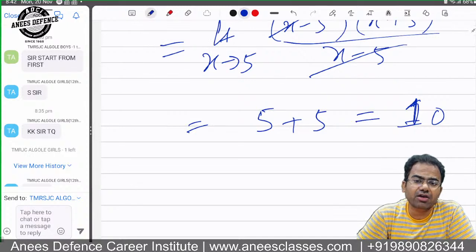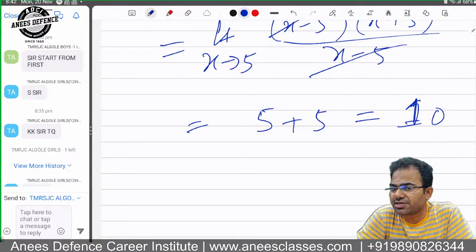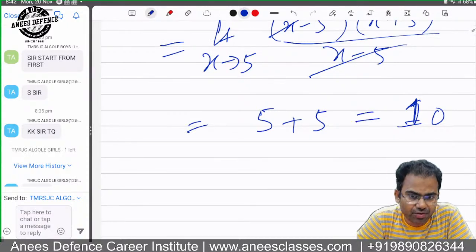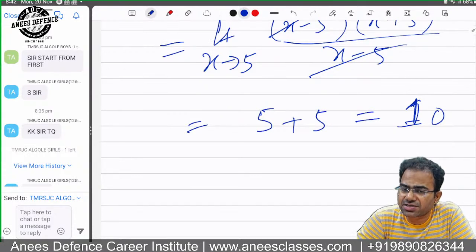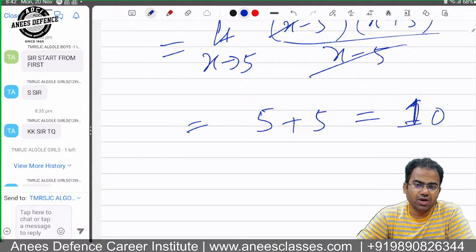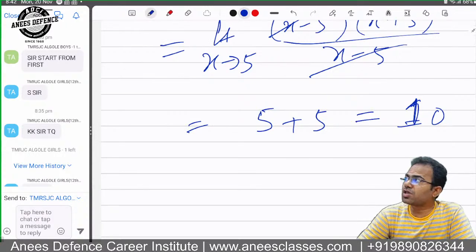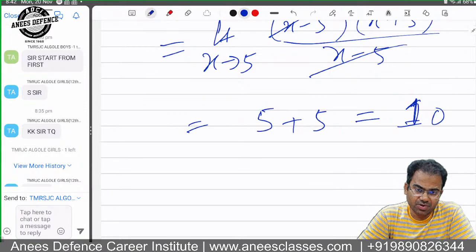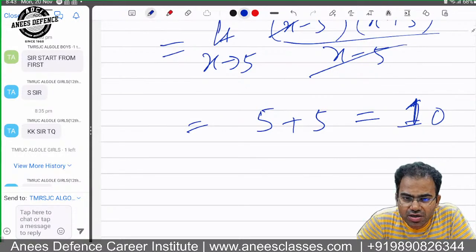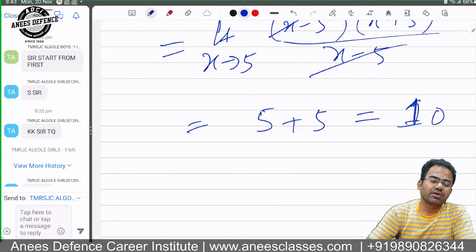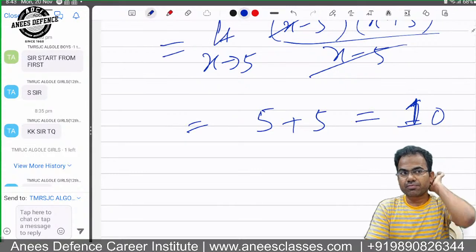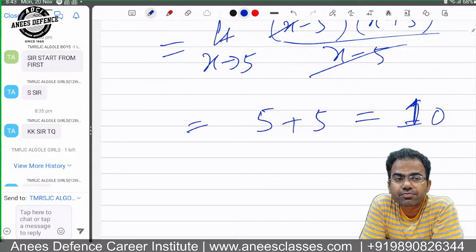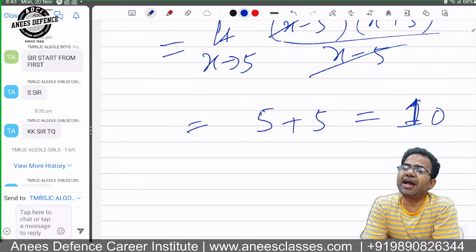Basically, for rational functions, the limit will exist. For irrational functions, if the quantity tends to a limit such that all surds are valid, you will find the limit value.